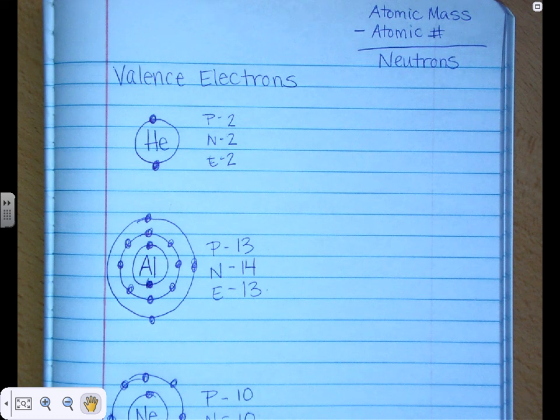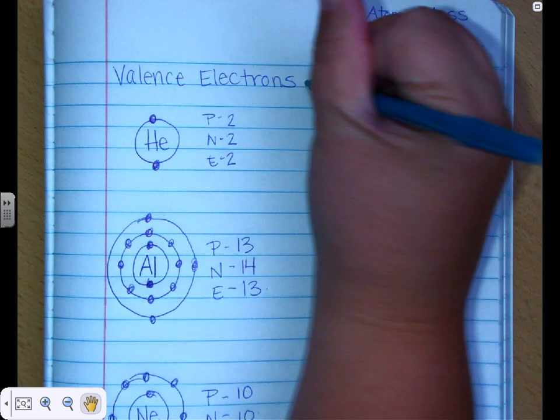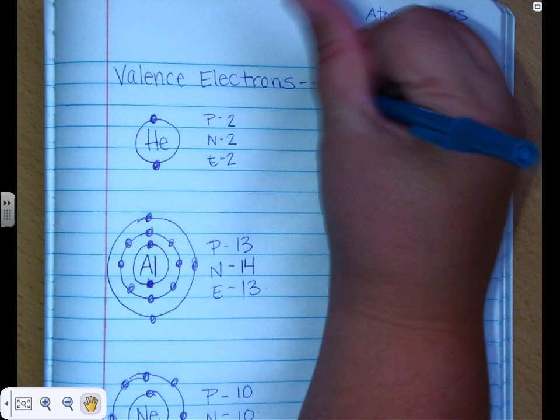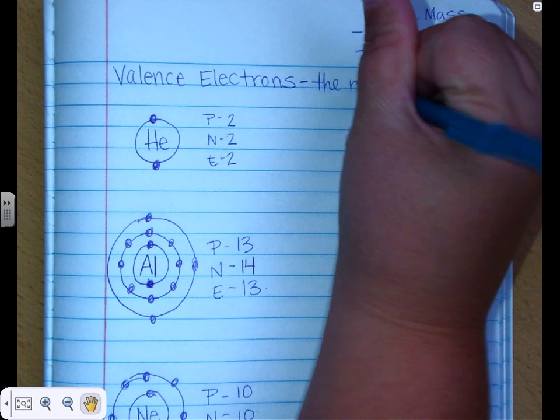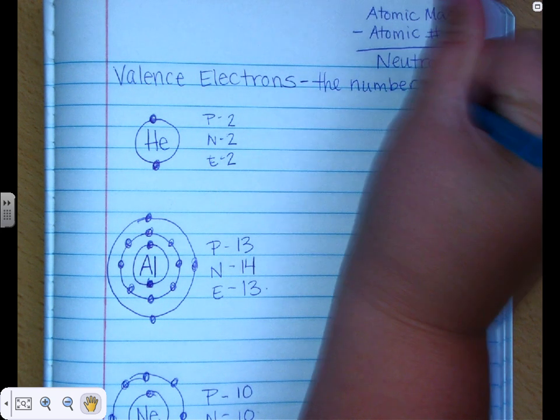Jakari. I can't hear you. I'm sorry. Nope, not the average. That's a good guess, though. Valence electron is, and if Miss Brackney is writing it, it must be important, the number of electrons in the outermost energy level.